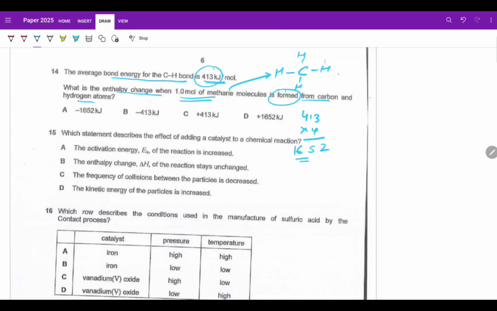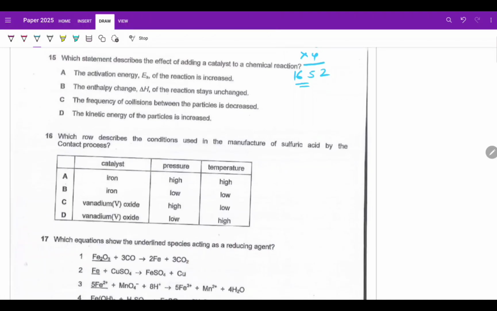Why? Because the compound is formed. So whenever a compound is formed from its constituent elements, energy is released. The reaction is exothermic in nature. Hence the answer is A, minus 1652 kilojoule per mole. That should be the answer, or minus 1652 kilojoule since it is 1 mole. For 14th, answer is A.